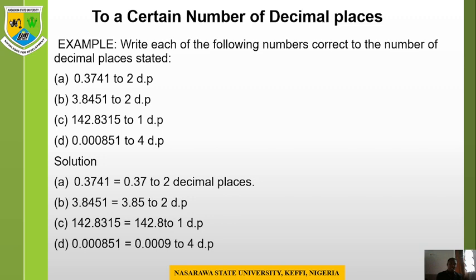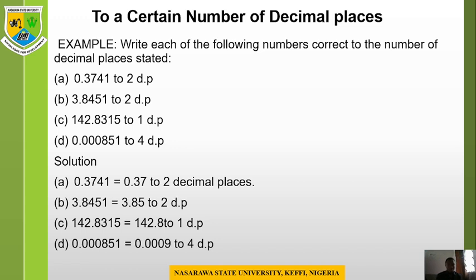The B, which is 3.8451 to two decimal places. You know, the question 3.8451 is in four decimal places. To two decimal places, what we shall have is 3.85. C, 142.8315 to one decimal place. To one decimal place, we shall have 142.8.